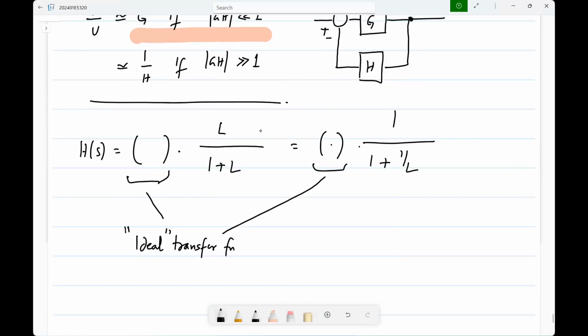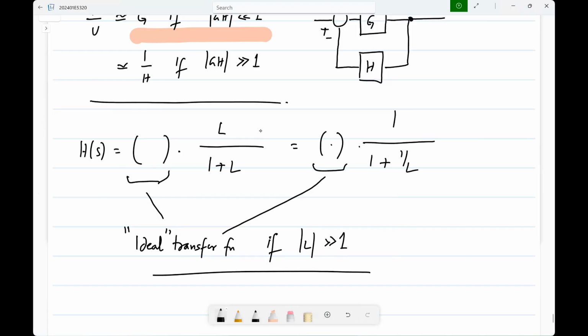What do I mean by ideal? It's basically whatever you intend to do using negative feedback. Okay. So that you get if L is much more than 1. In any negative feedback system, the transfer function will appear like this. You will have this L by 1 plus L factor times something. That times something can be anything.